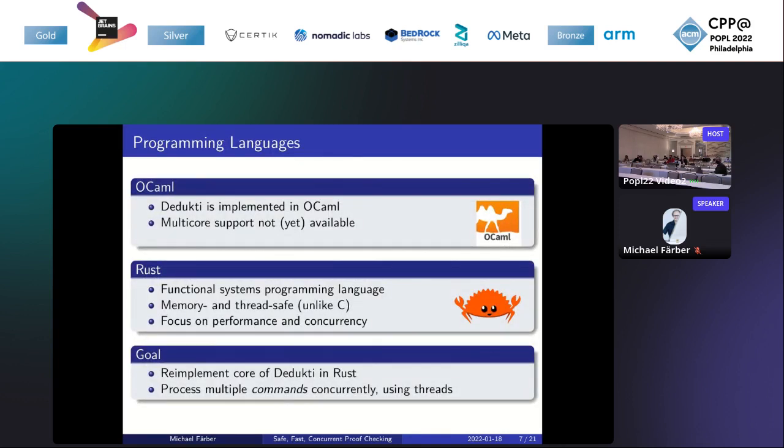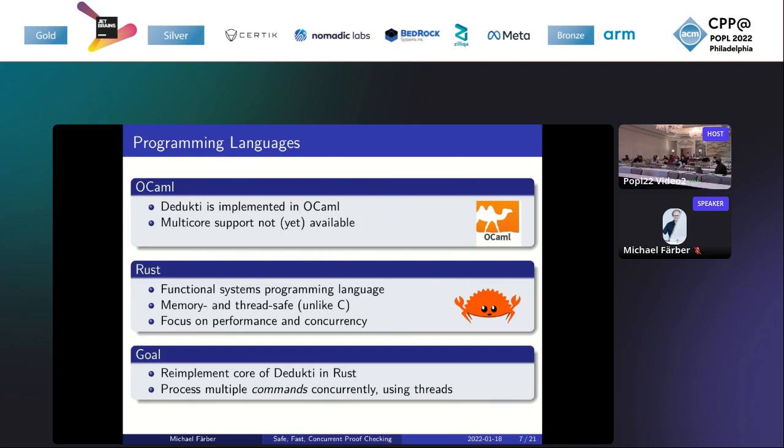For this, it is important to note that Dedukti is implemented in OCaml, for which stable multicore support is currently not yet available. This makes experiments with more complicated concurrency difficult. That is why I ventured into Rust.